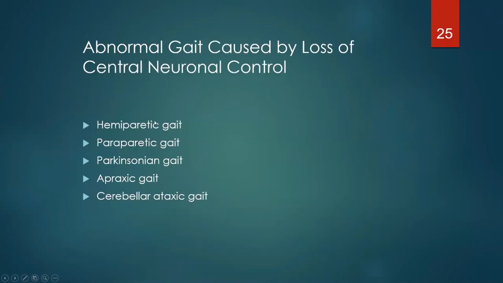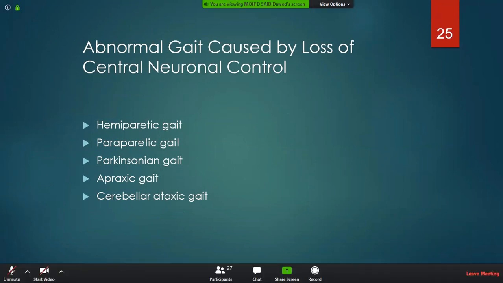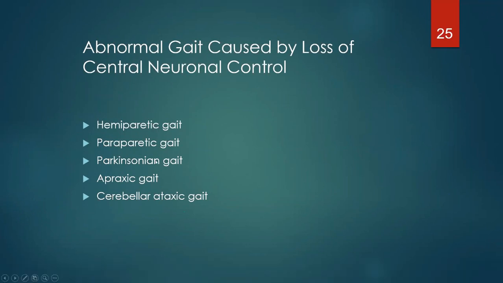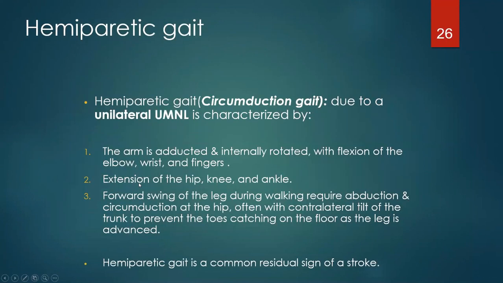And now we will go to abnormal gait caused by loss of central nervous system control. We have the hemiparetic gait, we have the paraplegic or paraparetic gait, we have the Parkinsonian gait, apraxic gait, and the cerebellar ataxic gait. In hemiparetic gait, we call it the circumduction gait, due to a unilateral upper motor neuron lesion.